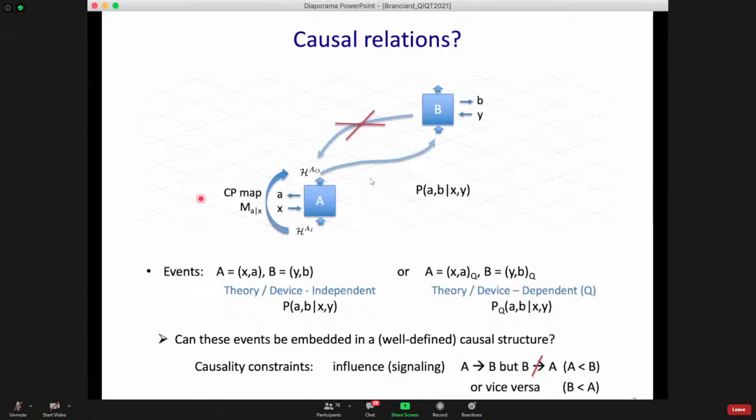But essentially, at this level of description, I trust that I have some input-output Hilbert spaces, and I trust that A and B are performing some given quantum operations. All right, so this is the general setting, in both cases, theory or device independent, or theory or device dependent. I'm asking whether those events can be embedded in a well-defined causal structure. And as you can guess from the title, I will argue that in some cases, you cannot talk about a well-defined causal structure.